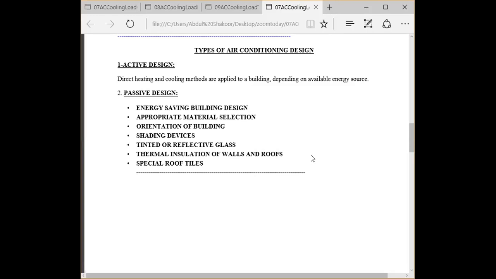Another shading device is we stick a special thin film with a dark, reflective surface, which reflects like a mirror, sun rays back to the outside, and solar load is reduced. Now glasses may be used, tinted, colored glasses, green, blue, things like that are available in the markets. Those should be used. Thermal insulation on the walls and roof.